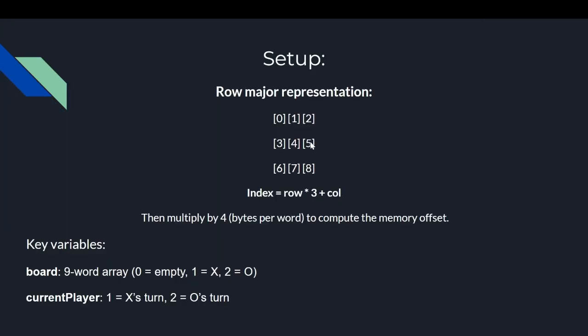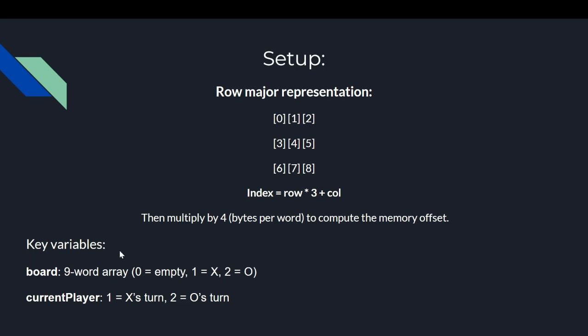The board is represented as a 9-word row major array with indices 0 through 8, mapping the cells row by row. Each of these cells represents a word. To access these cells, we first compute the index with this formula: multiply the row index by 3 and add the column index. And since each cell represents a word, you need to multiply the index value by 4 to compute the proper memory offset so that you can access the variable from memory.